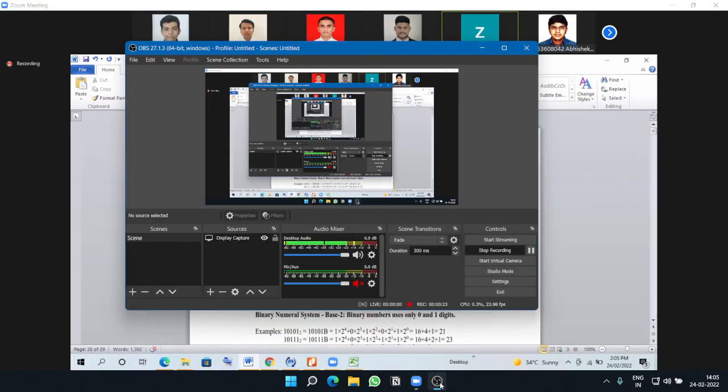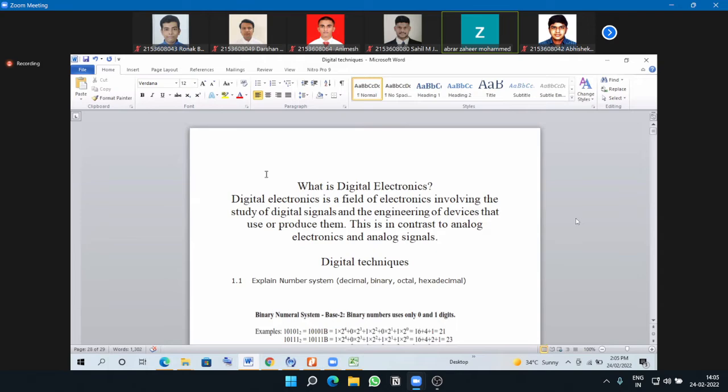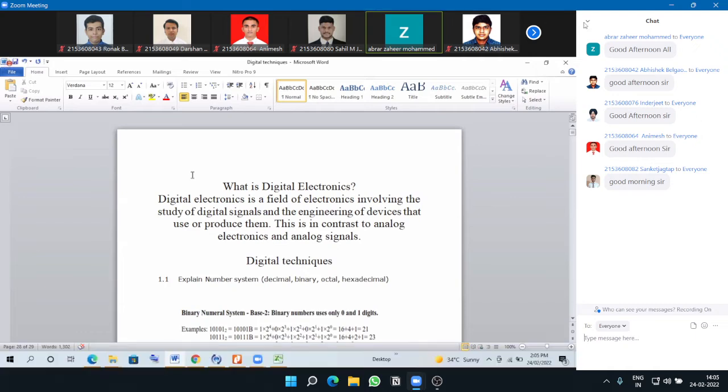Analog electronics consists of the transistor, diodes, UJT, FET, MOSFETs. These are all analog electronics. And we are going to study the digital electronics that are producing the digital signals.